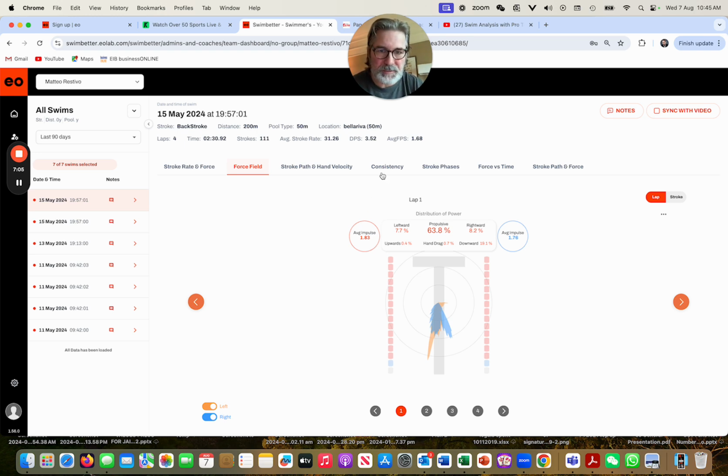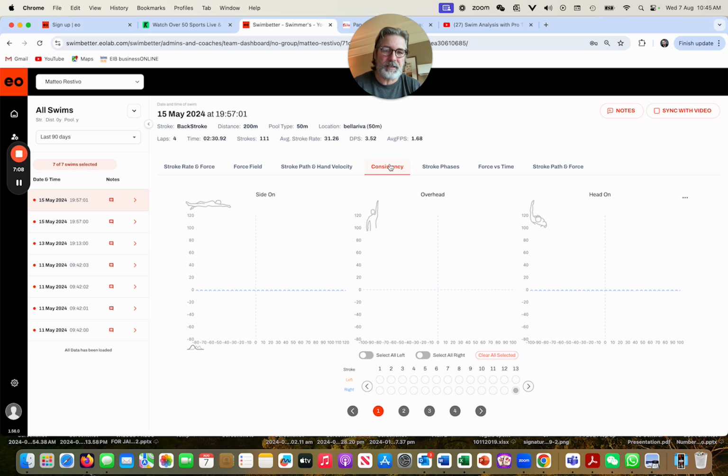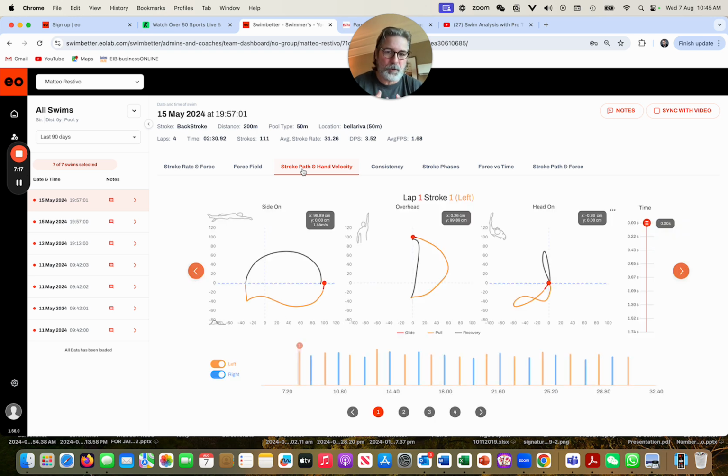Let's have a look at consistency, because consistency is always interesting to see what the hand path looks like. And I much prefer to look at consistency than stroke path and hand velocity, because the problem I have with stroke path and hand velocity is it's only letting me look at one stroke at a time. Now, for somebody like Matteo, an Olympic swimmer, that's actually pretty good, because he will be consistent through the swim. However, a lot of us are pretty lousy, and so trying to diagnose off one stroke can be a little bit problematic.